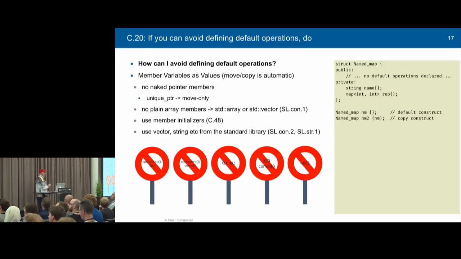Okay. How can I avoid default operations? Use member variables as variables. No naked pointers at all. Use unique pointer that makes your class move only, which might be a good thing if you manage a resource through unique pointers. You should maybe stay away from plain arrays, which depends a little bit. You might want to use them, but I much prefer std array instead of that. And because we don't have variable length arrays in C++ for a good reason, the type system. Use member initializers, and use the standard library.